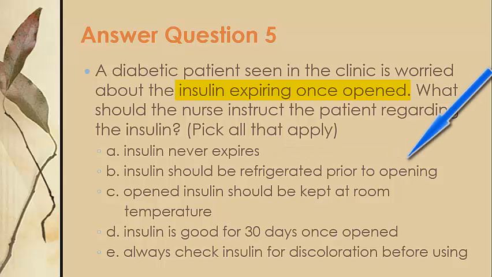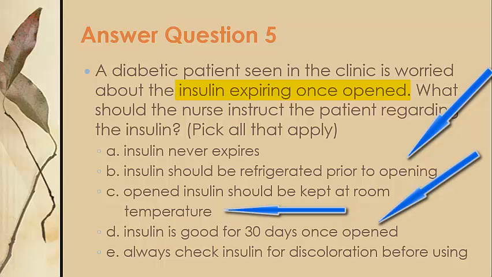Insulin should be refrigerated prior to opening. That is true. We should always refrigerate insulin prior to opening it, especially if it's going to be long term. A lot of people will stock up on the insulin and maybe get 3 or 4 vials before they need them, and then we tell them keep them in the refrigerator. Open insulin should be kept at room temperature. That is true too. It should be kept out of the sunlight, and it should be kept out of freezers. So open insulin, you just keep it in a dark place at room temperature.